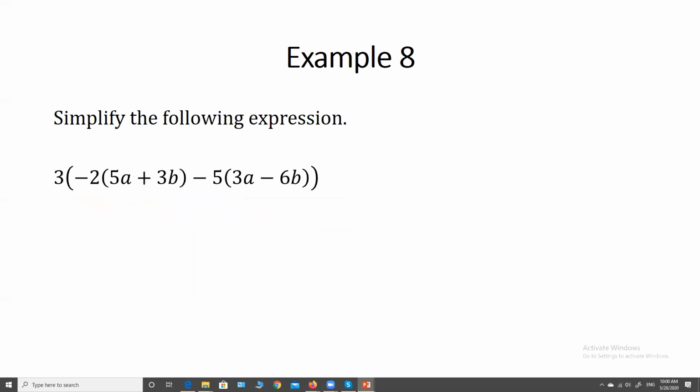Let's go on to the next example. The next example, as you can see, is a bit more complicated because we have what are called nested parentheses, that is, parentheses inside of other parentheses. And I know for some of you, when you look at an expression like this, you have an urge to start from the outside and work in. In other words, take the 3 and start distributing it all over the place.